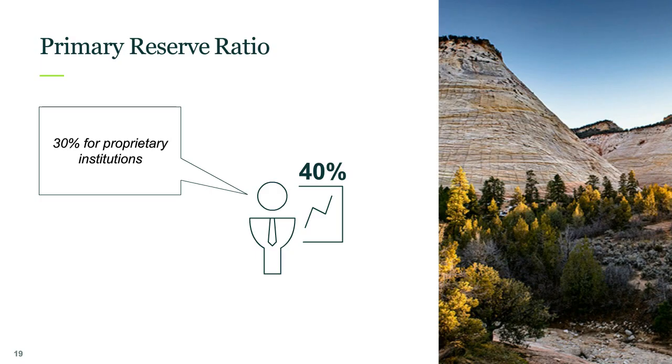So the first ratio that we'll cover is the primary reserve ratio. At the front of the slide, you'll see that the weight for proprietary institutions is 30% versus for a not-for-profit, the weight for this one is 40%.